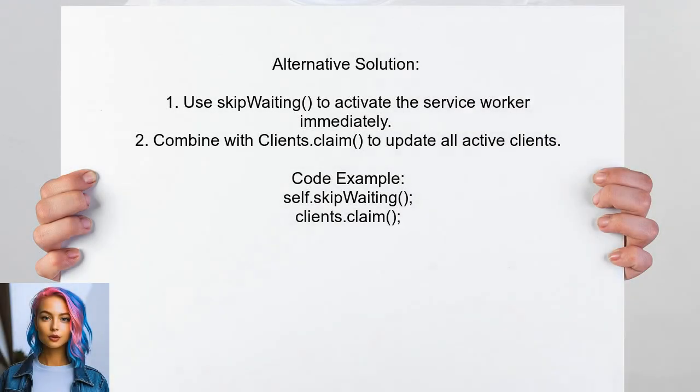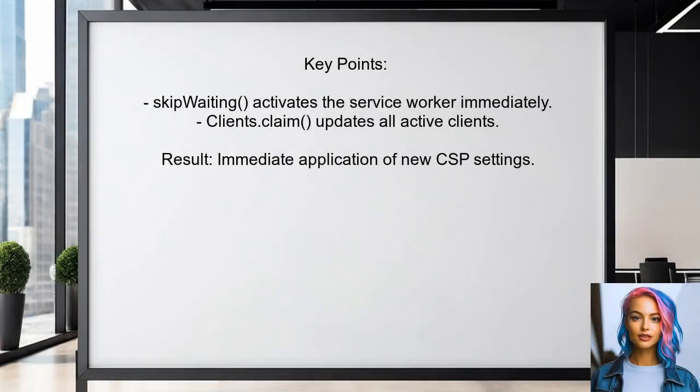An alternative approach suggested by a user is to ensure that the service worker updates immediately. They recommend using the skip waiting method, which forces the waiting service worker to become active right away. This method helps apply the new content security policy settings without delay, ensuring that both the current client and any other open tabs are updated.